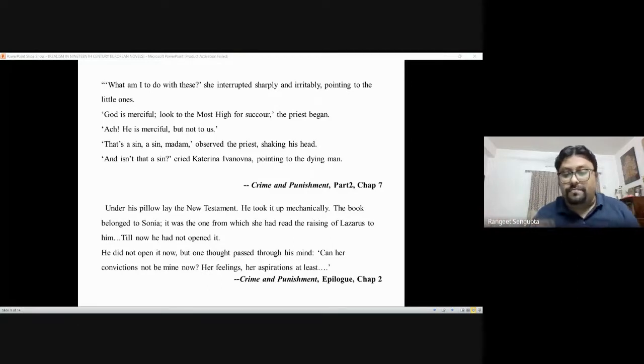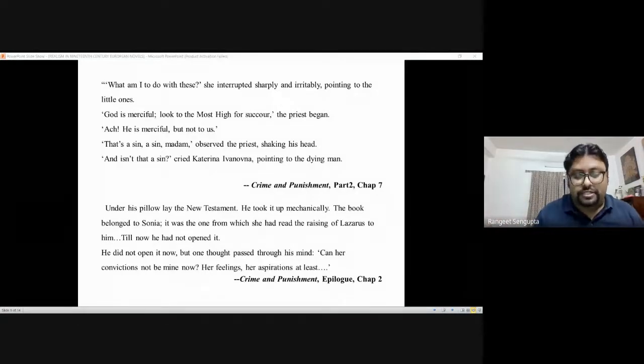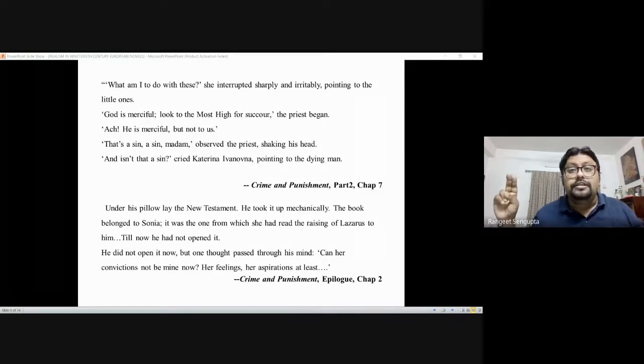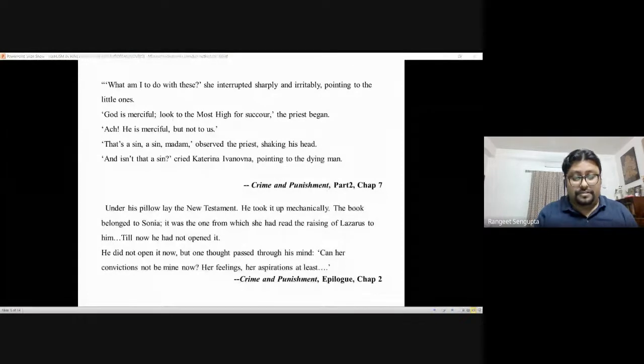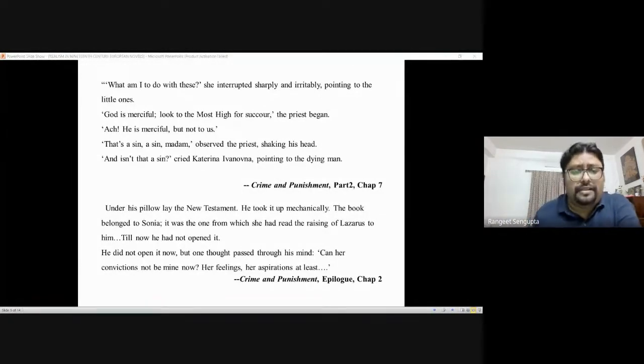Here I'm quoting from P.V. Volkonsky's translation. The Constance Garnett translation for these words is "a new unknown life." Now, this vision of this unknown reality, this unknown life, is still in suspension by the end of the novel. And Dostoevsky delineates, and I quote, this is the second extract on your screen, from the second chapter of the epilogue.